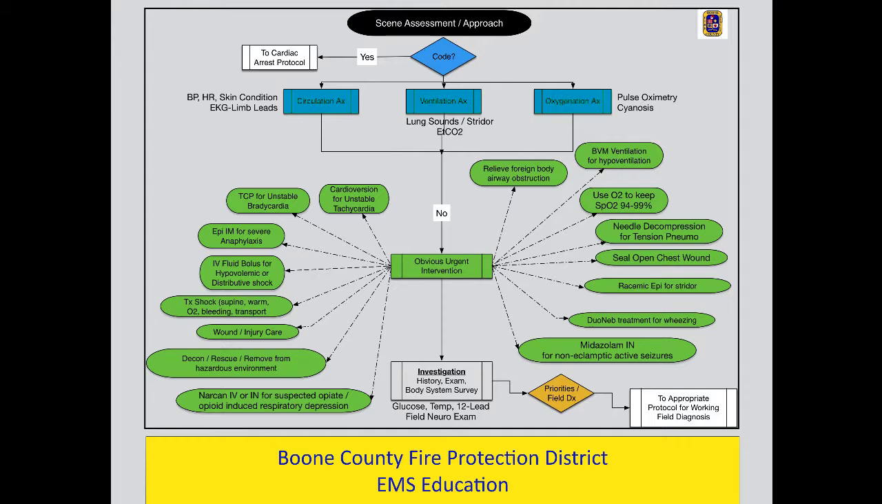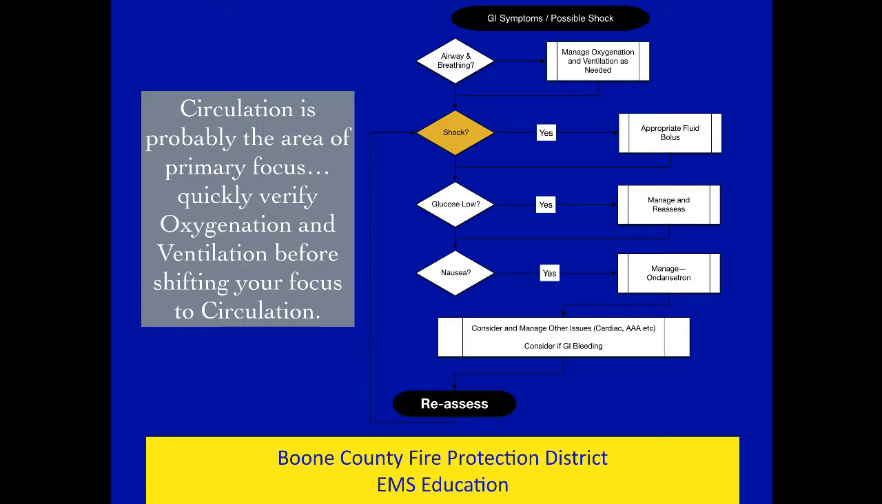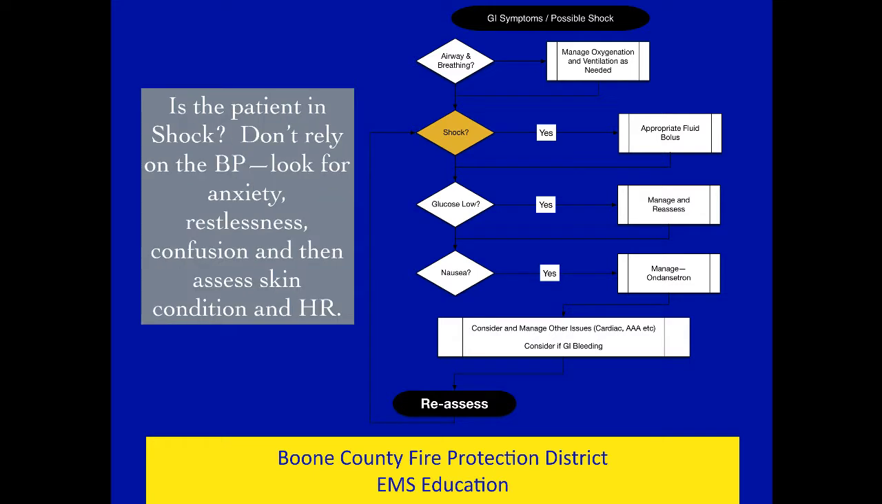And the bottom line here is that almost all of these things are treated the same. As long as they're not in hypovolemic shock, then we just need to get moving. Trying to differentiate whether it is a gallbladder or a pancreas or a kidney stone, for the most part, doesn't make a heck of a lot of sense. Circulation is probably your area of primary focus. Let's make sure that they're oxygenating and ventilating, and then let's look for that hypovolemic shock.